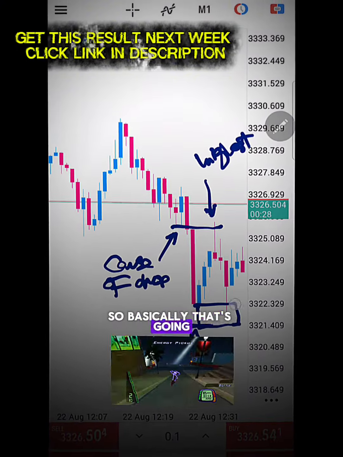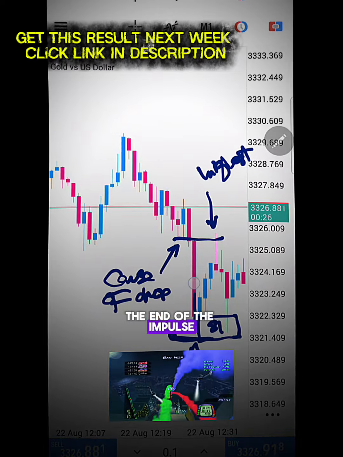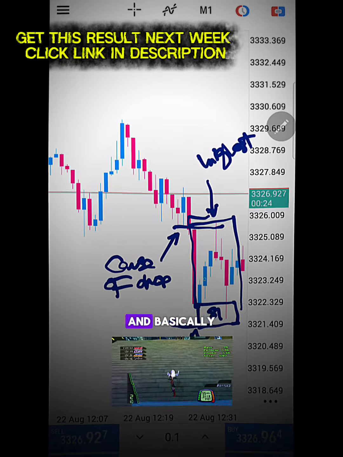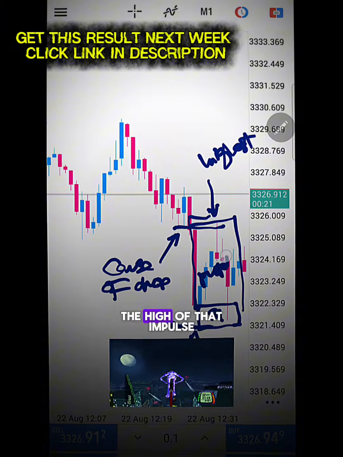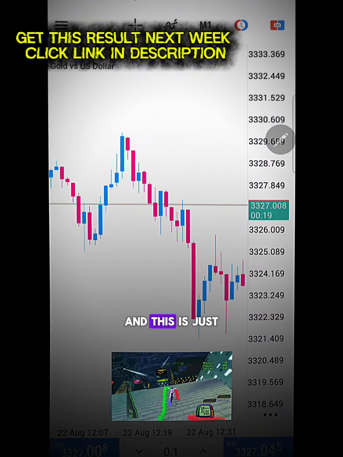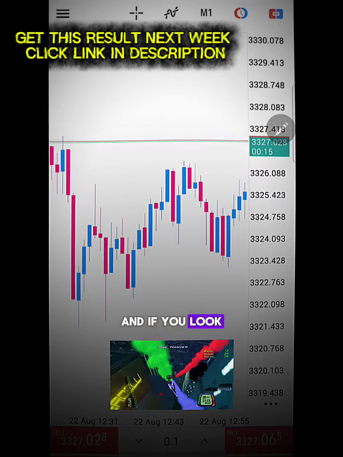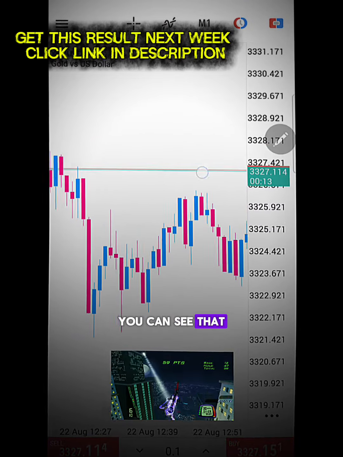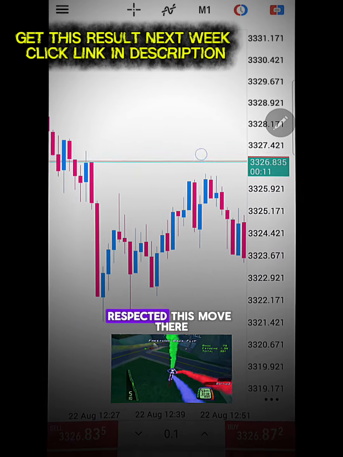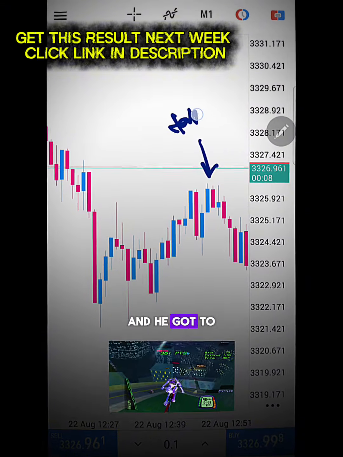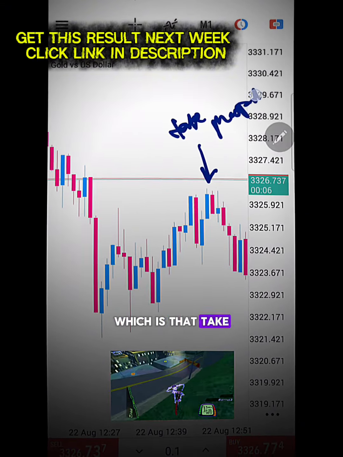So that's going to be your SL, the end of the impulse or the lowest point of the impulse, and you want to target the high of that impulse. And this is just the buy example. I'm going to be giving you a sell example, and if you look at this point, you can see that price literally respected this move there, and it got to that high there, which is that take profit area.